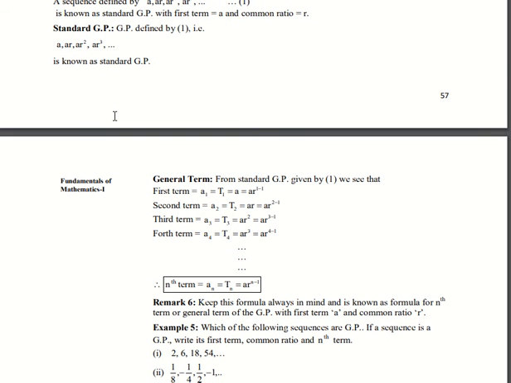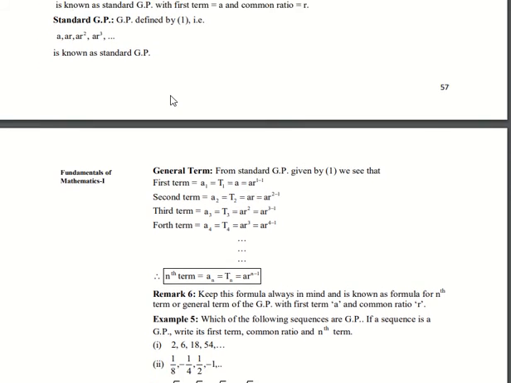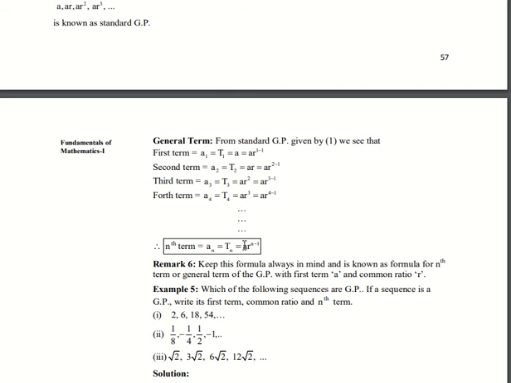Alright, so how do you define a GP? It is defined by a, ar, ar square, up to ar to the power n, and the last term is written as ar to the power n minus 1. Where is it written in the book? I can't see it. I think, yeah, it's here.